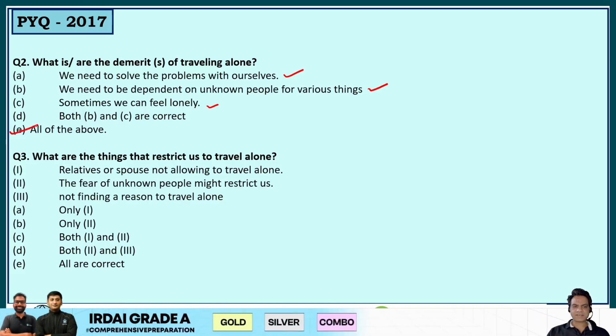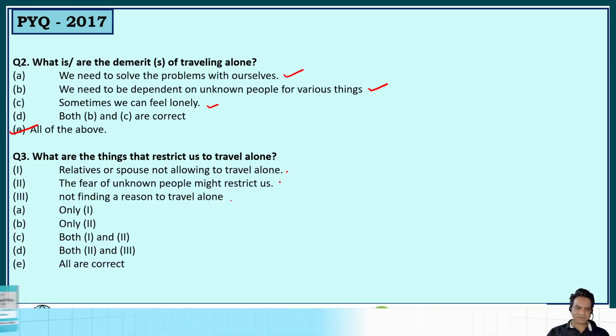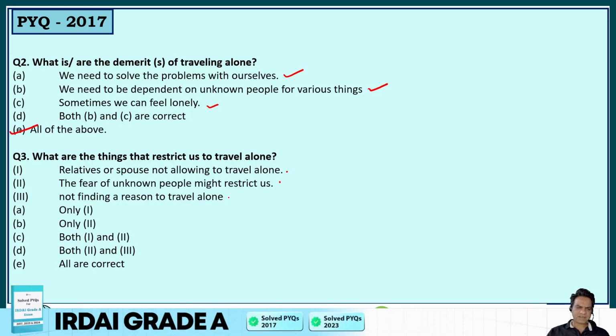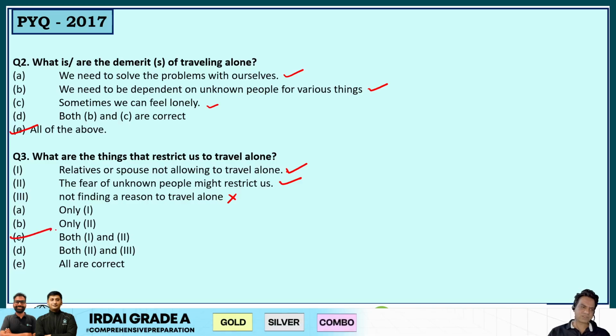What are the things that restrict us to travel alone? Relatives or spouse not allowing us to travel alone, correct. The fear of the unknown, people might restrict us. Yes. Not finding a reason to travel alone. So I think not finding a reason is not the right choice, but I think one and two are correct. Yes, option C is your correct choice, guys.